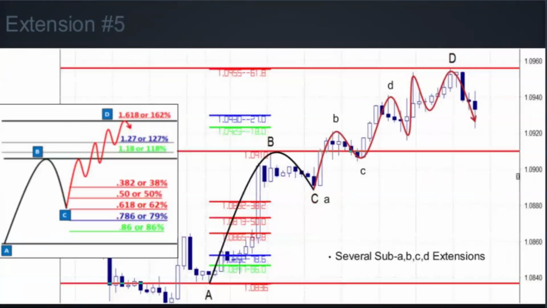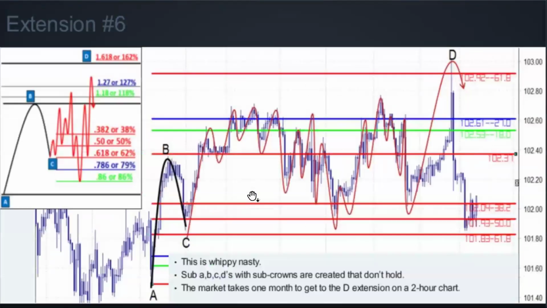And this one also creates sub A, sub B, sub C, sub D. But then this one is more aligned. So you can easily come and pick a previous support or a previous resistance as new support, previous resistance as new support, until the market gets to D. And lastly is the whippy nasty method, where the market will spend a whole lot of time figuring out what direction to go.